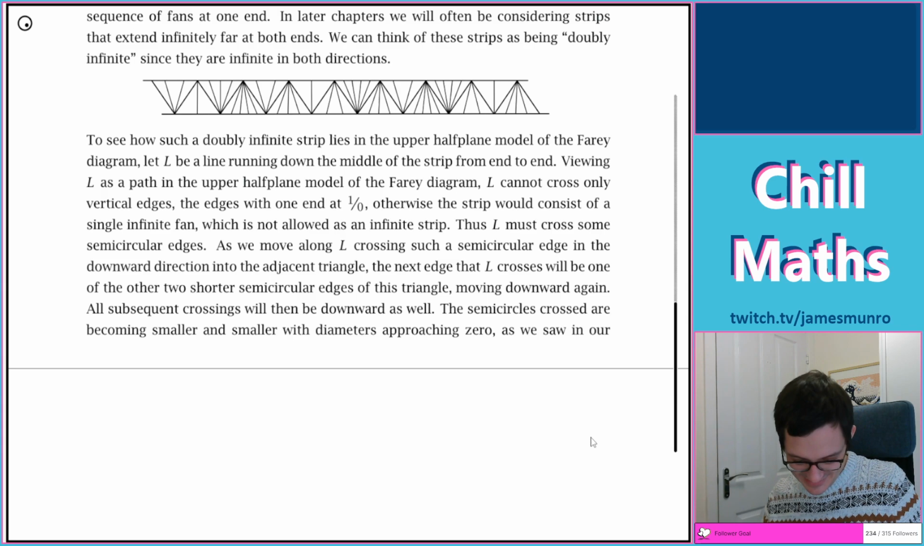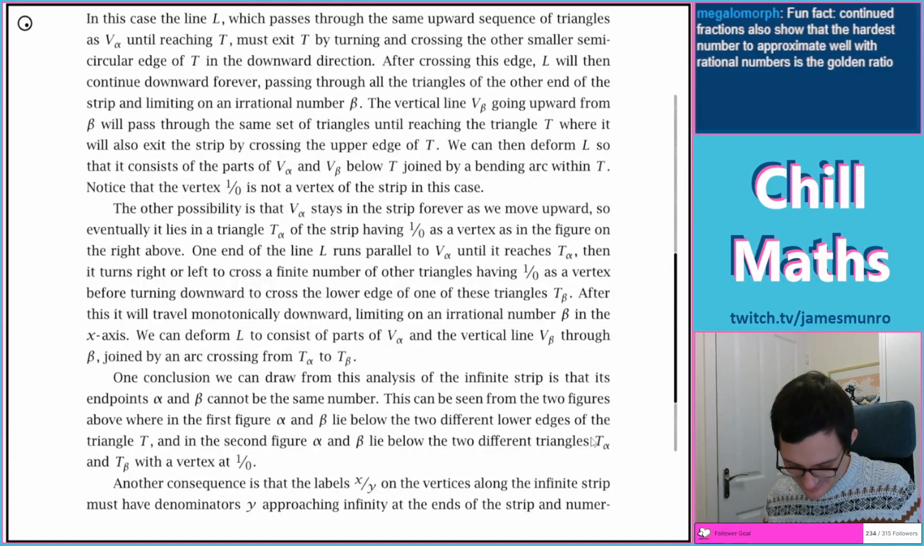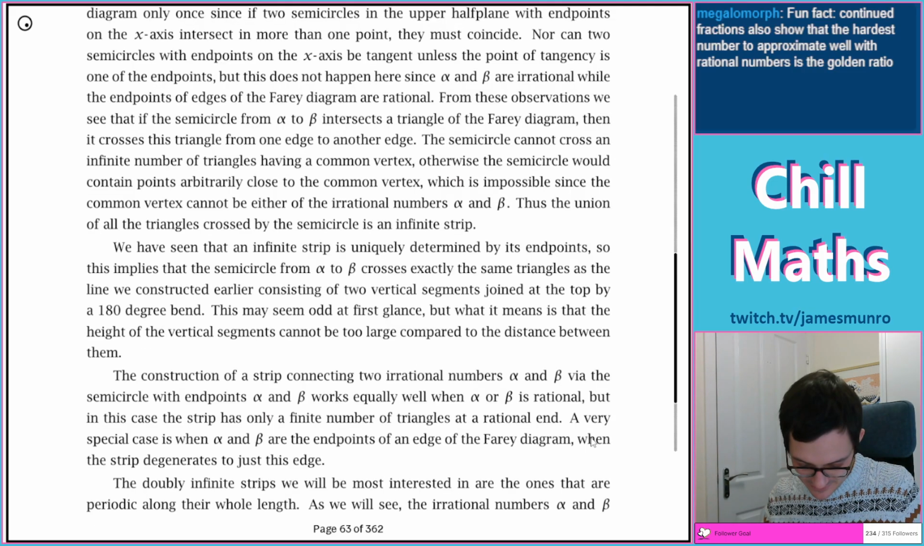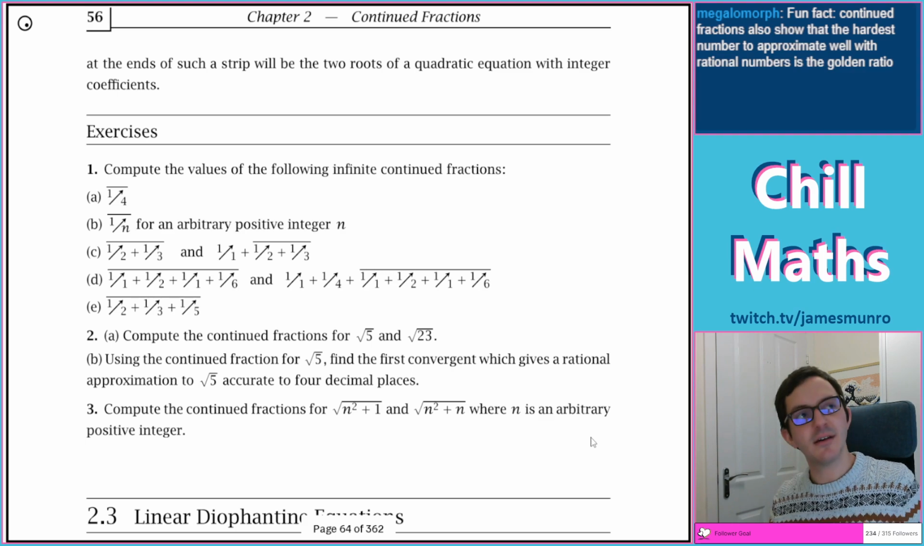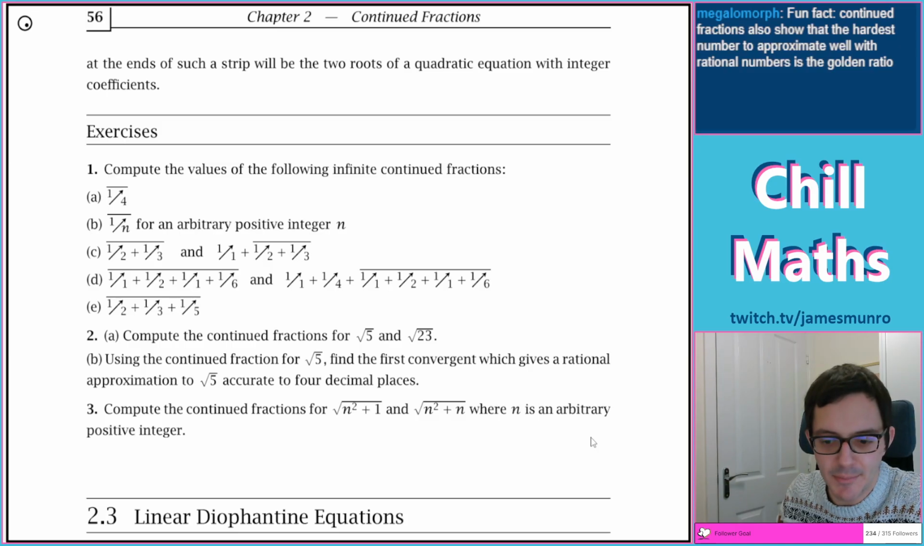Where's that going? And there's a path that's going to cross a lot of lines. Single infinite fan. Right, okay. Where is this? Oh, paths like this from alpha to beta. Okay. What's going on there? Infinite in both directions. Okay, I don't see what that's going for. Connecting two irrational numbers, alpha and beta. 2 roots of a quadratic equation or something. Okay. And then there's some exercises.